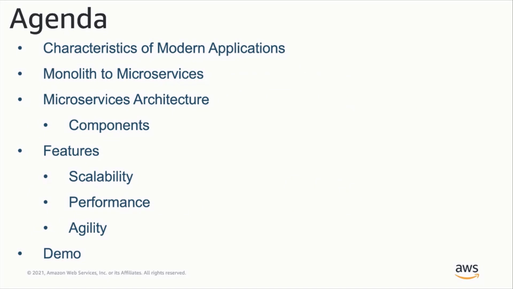As for the agenda, for the next 30 minutes or so, we'll talk about characteristics of modern applications, followed by a case for modernizing your application, or in other words, moving to microservices from monolith architecture. We'll go deep into some of the reference architectures that we provide here at AWS. We'll design a retail application built on the principles of reference architecture, go over the components and feature set, followed by a demo.